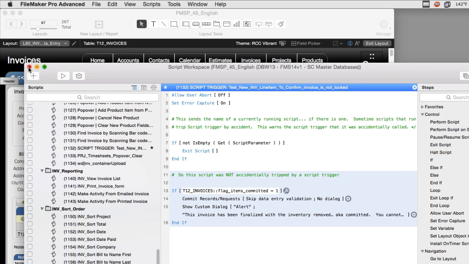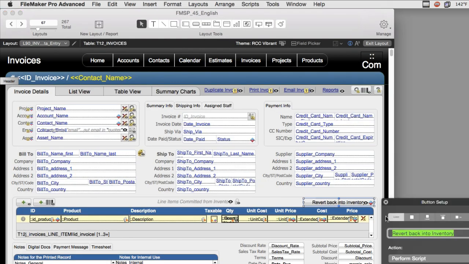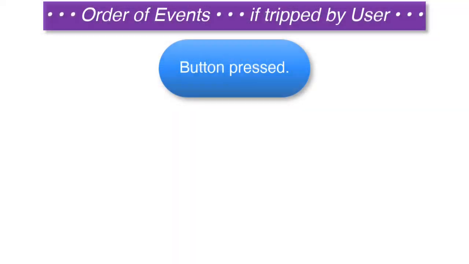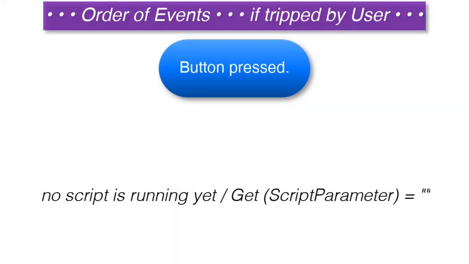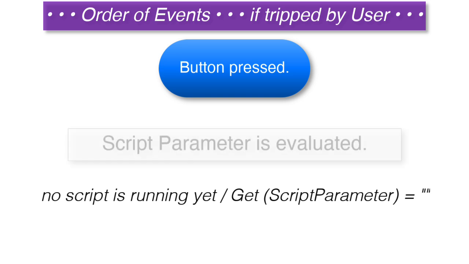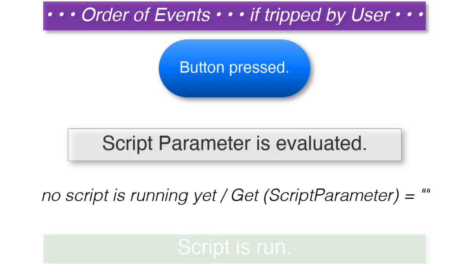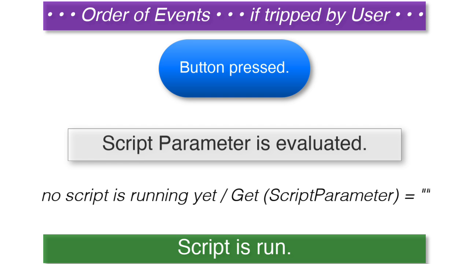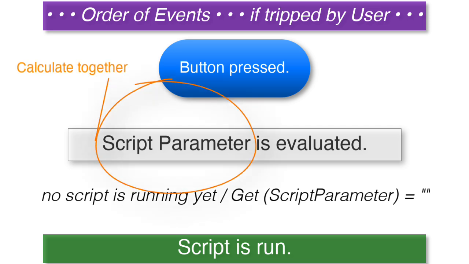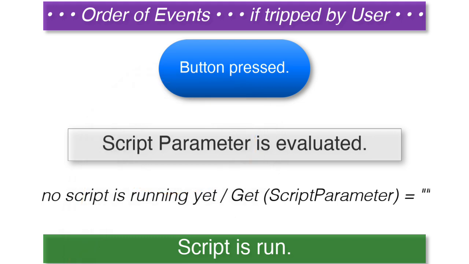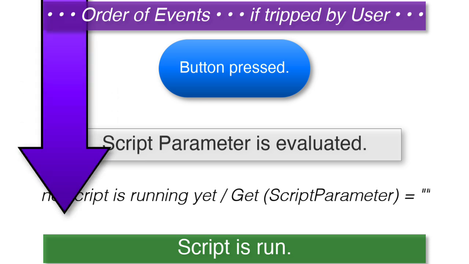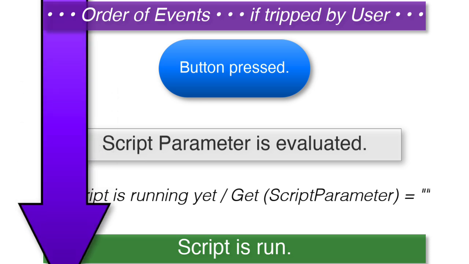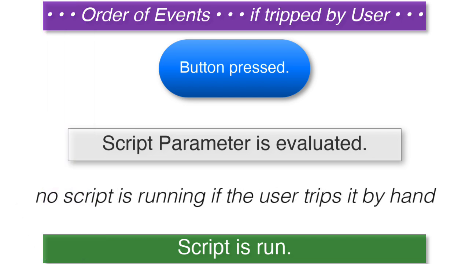Now, the important subtlety to understand: at this moment, say I'm in browse mode and I press this button. At the moment I press it, a script is not running yet. It's also important to understand that the script parameter will be rolled up and evaluated before it's sent to the script. Really, that has to be the case, because your script parameter is something that you calculate, formulate together, bundle up, and then send to the script. Make sense? That happens before the beginning of the execution of the script. No script is running. Then, as the script parameter is passed and that script is activated, of course a script is running. But before that, when the script parameter is evaluated, no script is running if the user trips it by hand.